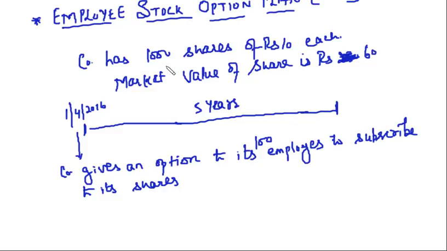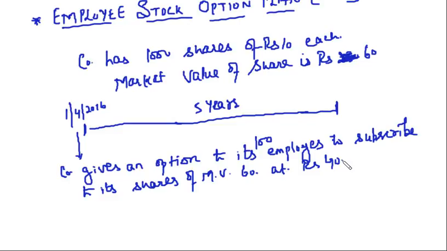So the company has 1000 shares of 10 each. The market value of the share is rupees 60. The company gives an option to the employees, 100 employees, to subscribe to its shares of market value rupees 60 at rupees 40, right? Company gives an option. Number one, it is an option. It is not compulsory for the employees to buy the shares, to subscribe for the shares. It is an option given by the company to its employees.